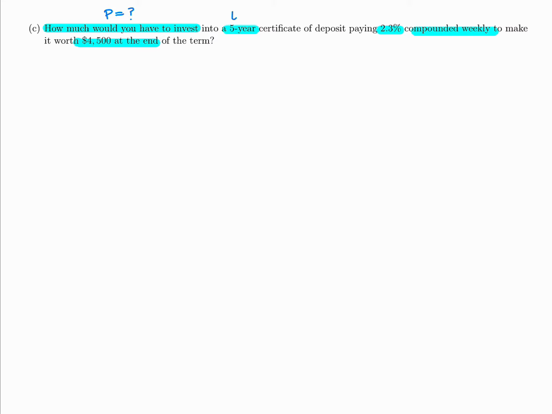A 5-year certificate tells me that T is 5. Paying 2.3%, that says that my rate is 0.023 as a decimal. Compounded weekly, that tells me my N is 52 because there are 52 weeks in a year. To make it worth $4,500 at the end of the term, that means I want A to be $4,500. So this time I have A and I'm looking for P.